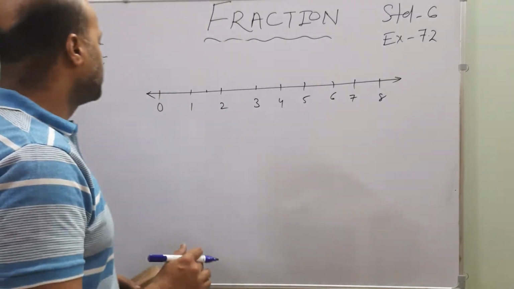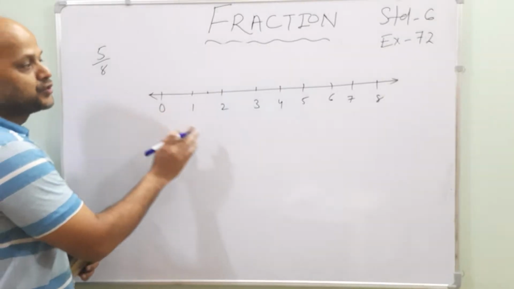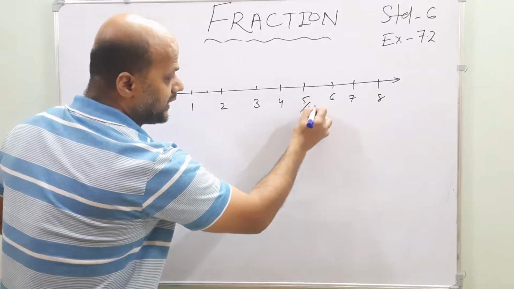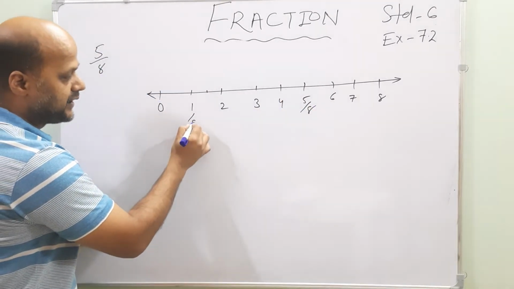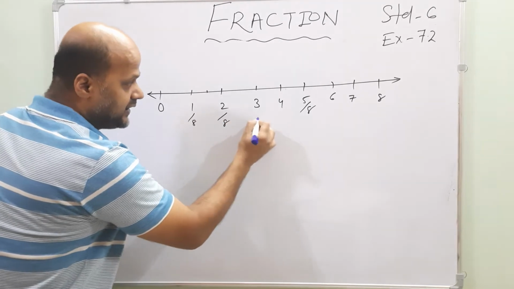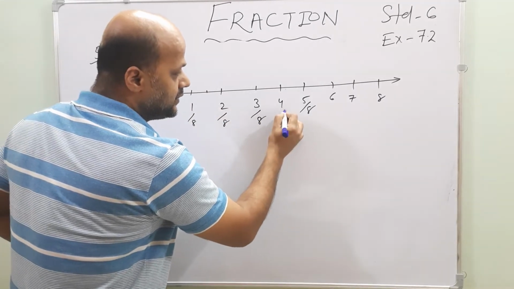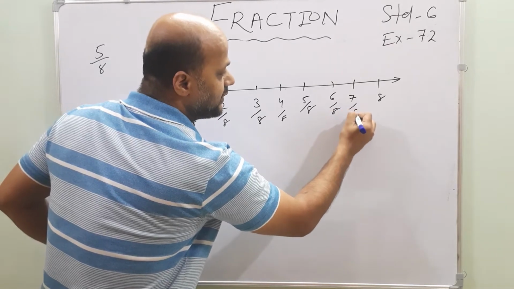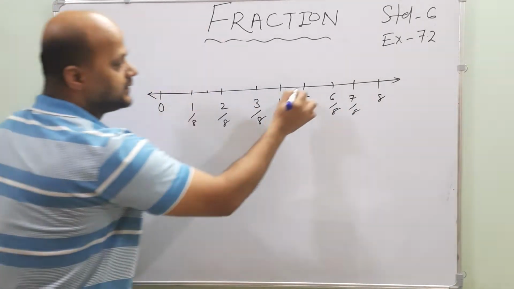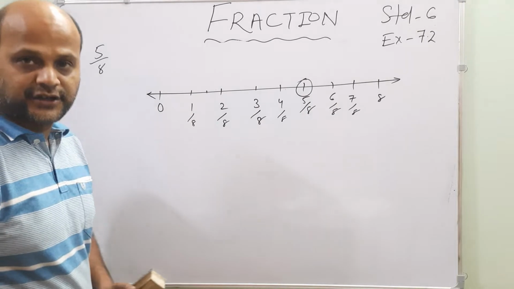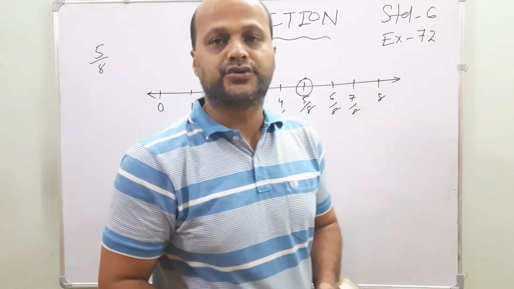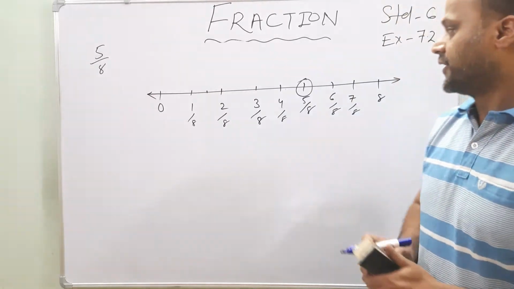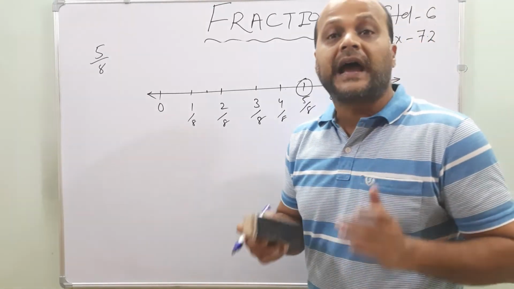Then what you have to do? 5 by 8. Which one is 5 by 8? We know that the fifth position is 5 by 8. But the first one is what? 1 by 8, 2 by 8, 3 by 8, 4 by 8, 5 by 8, 6 by 8, 7 by 8. The number is 5 by 8, so round it. Understood? In this manner you have to show the fraction on the number line. Okay. Let's go to the types of fractions.